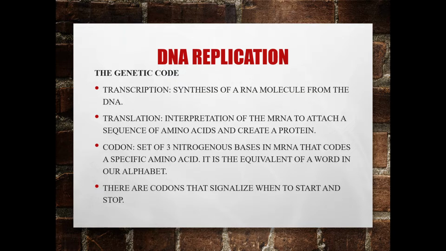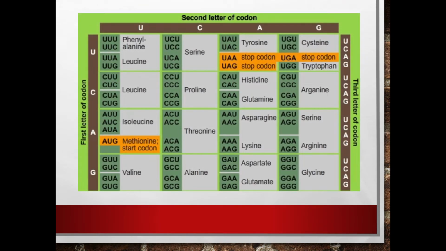There are codons that signalize when to start and when to stop. That is very important because whenever the transfer RNA and the ribosome are analyzing the information from the messenger RNA, they need to know when to start and when to finish. So we're going to analyze that a little bit more later on. So here you go. These are all of the possible combinations that you can get in the codons that we were just mentioning before.